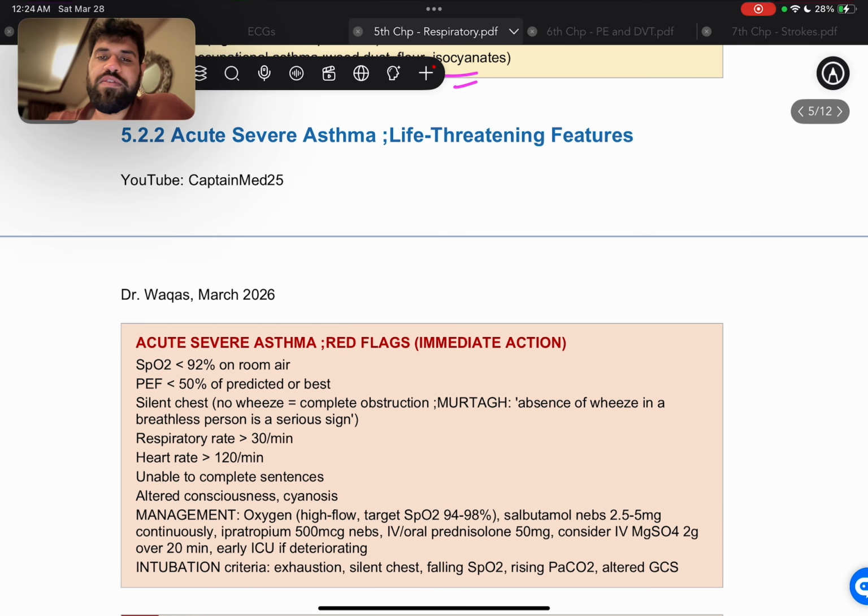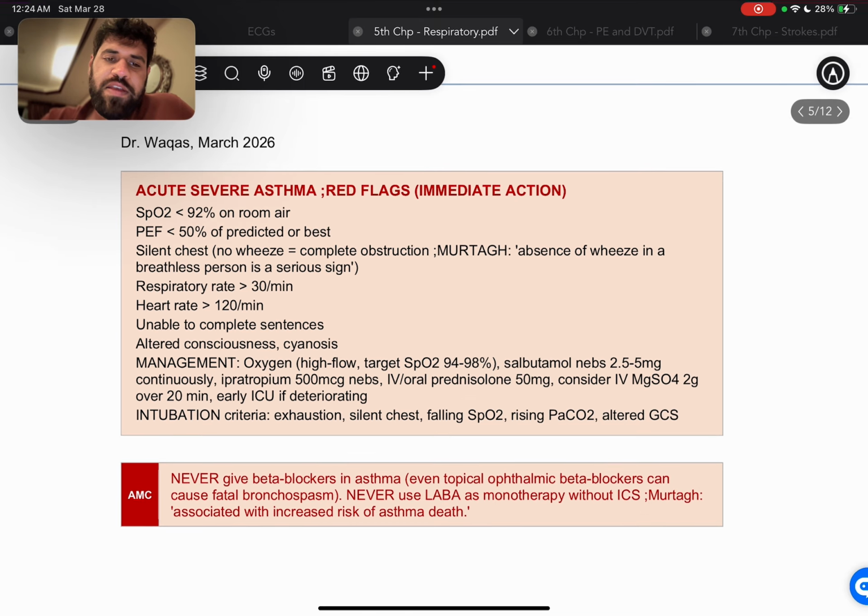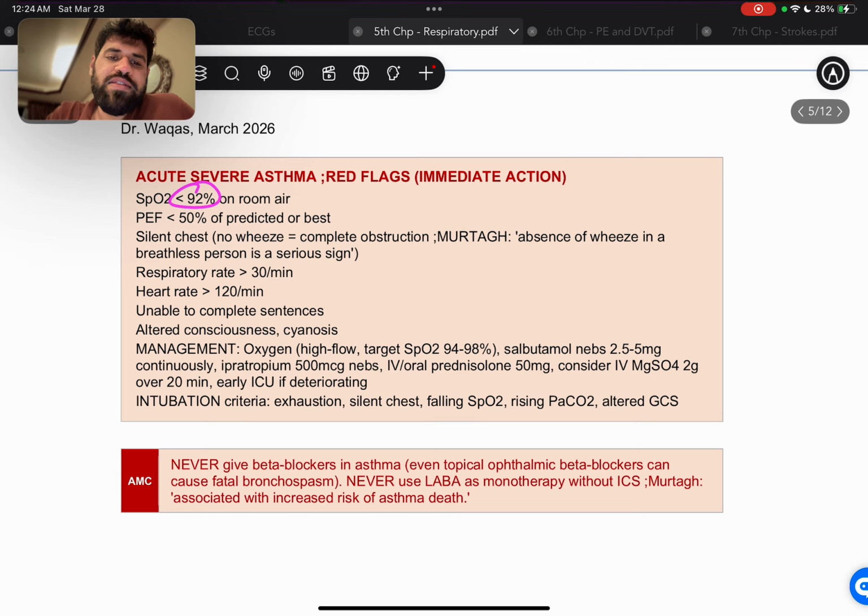So acute severe asthma, and what are those features? SpO2 is going to be less than 92%. PEF is going to be 50% of predicted or best. Silent chest where there is no wheeze, all right? Complete obstruction, so it's a red flag. Respiratory rate, again, more than 30. Heart rate more than 120. Unable to complete sentences. Altered consciousness with cyanosis.